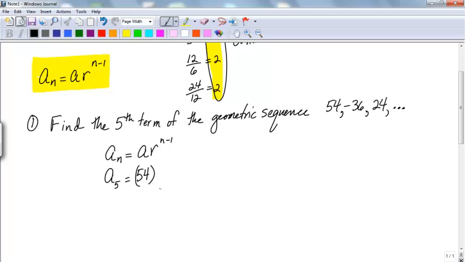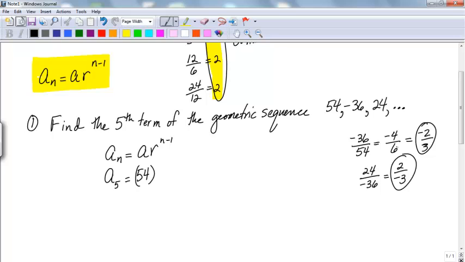Common ratio, you have to figure negative 36 divided by the previous term, and just reduce it. 9 would go in there 4 times, 9 in there 6 times. We can reduce it again to negative 2/3. If we took 24 divided by the previous term, the order that you do this, it's always divided by the previous term. If we reduce by 12, would give us 2 over negative 3. So negative 2/3 is our common ratio. So substitute that in. And the n is 5 because they ask us to find the 5th term.